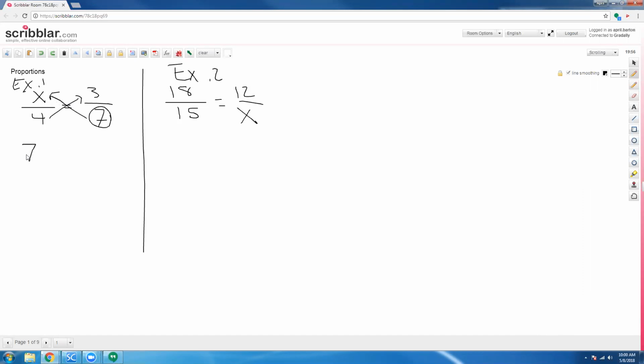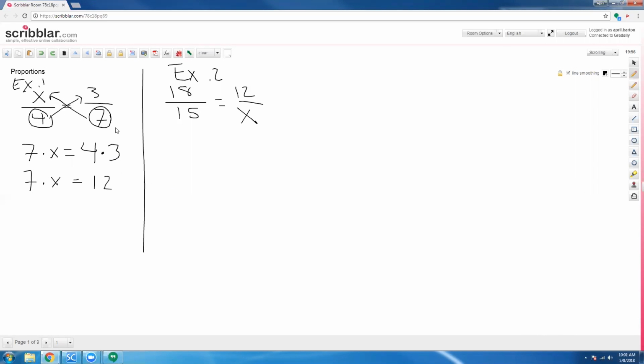The 7 multiplies by the x, which we can't plug into a calculator or do really. So 7 times x, and then we go in the other direction, 4 times 3. Bottom of the first fraction multiplied by the top of the second fraction. This one we can actually multiply. Number times a number. So 4 times 3 is 12.